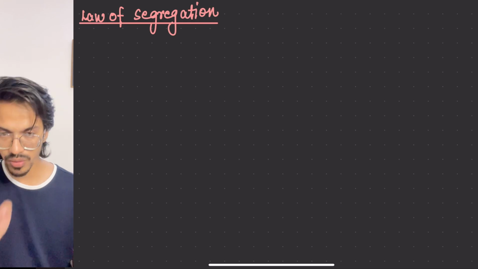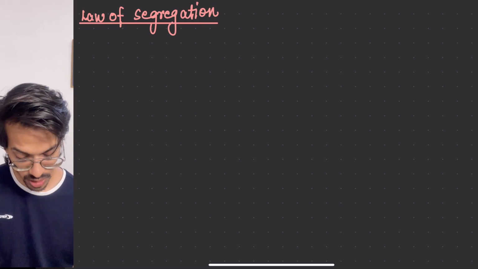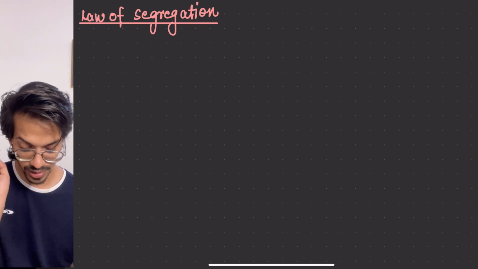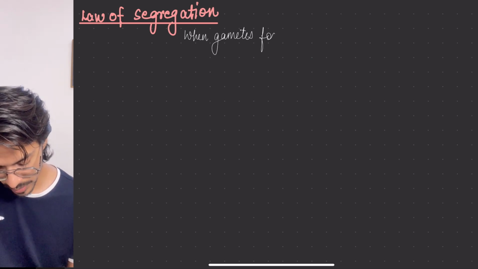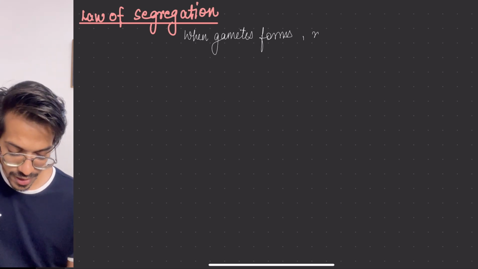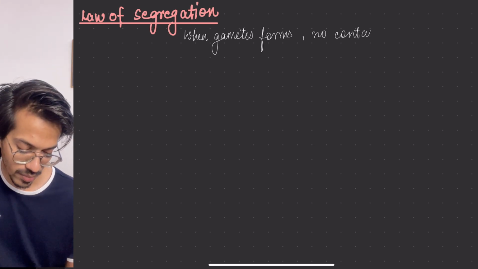When the gametes will form. So it is related to what? First of all, really important is to understand where it is being done. So when a gamete forms, it says that no contamination occurs.